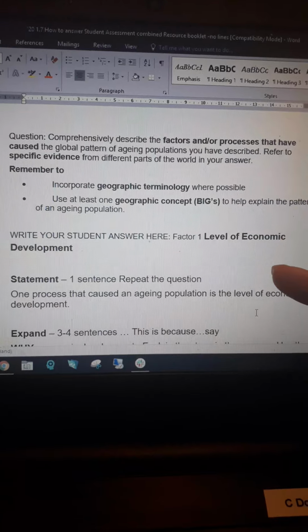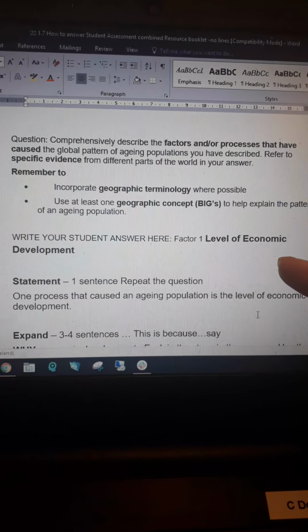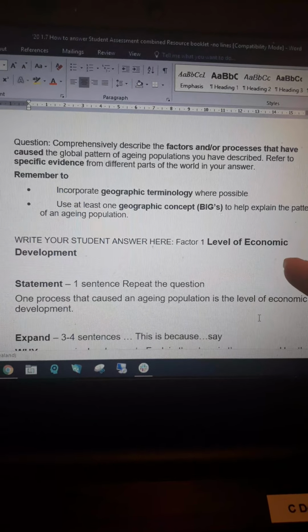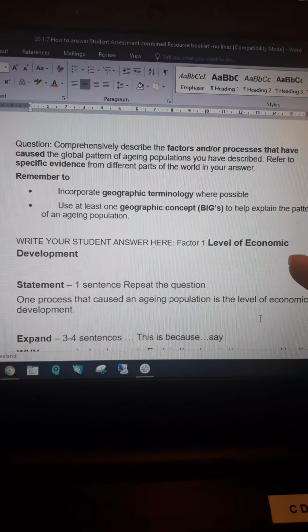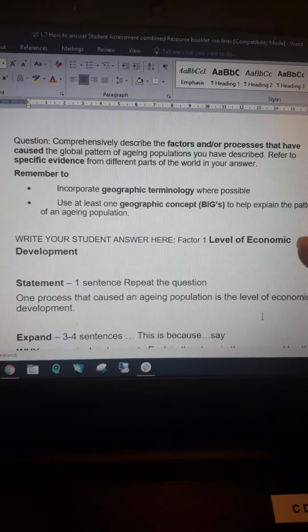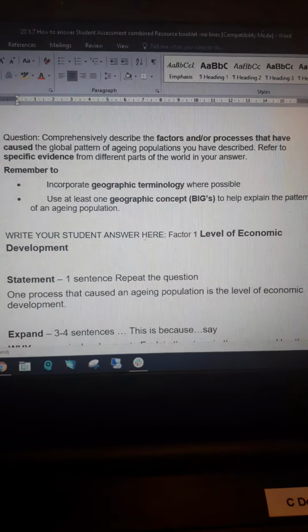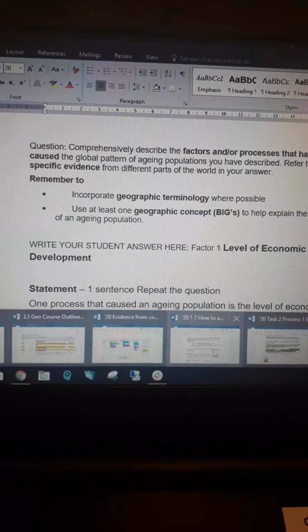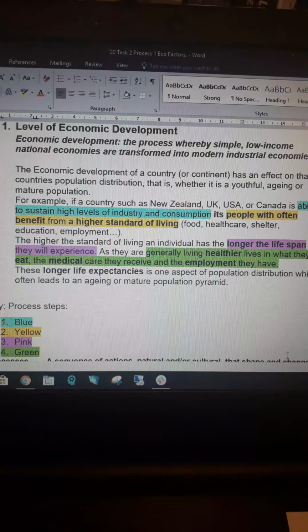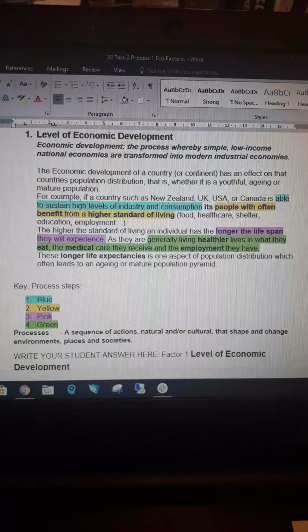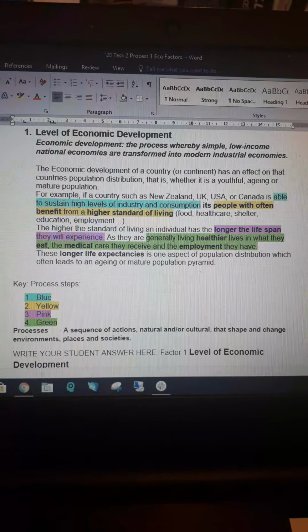All right, the first factor or process we're going to look at is the level of economic development. And now I'm going to go through the structure of how to write this paragraph, and I'm going to go through the reading. I'm going to flick to another page, people, that I'm going to put on Google Classroom for you. This is the same resource, but what I've done is I've coloured it.